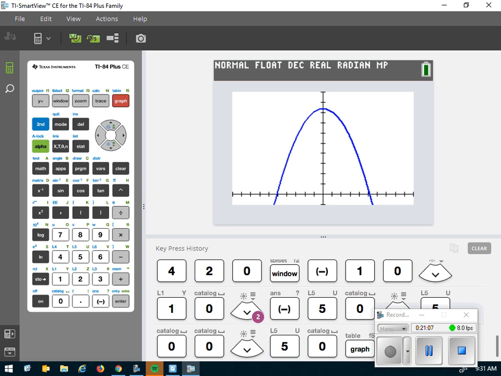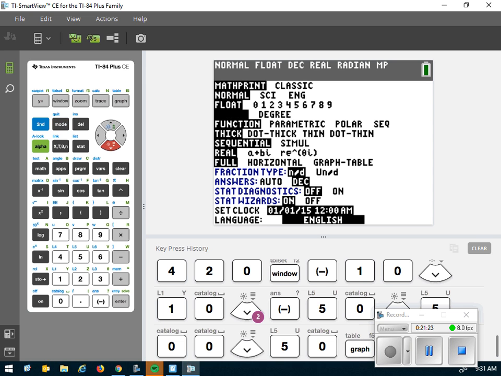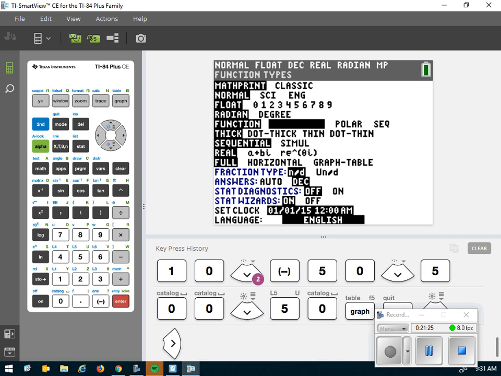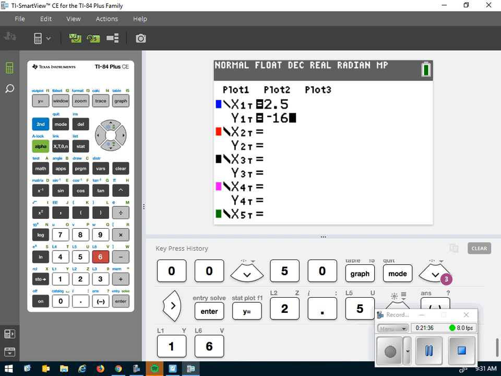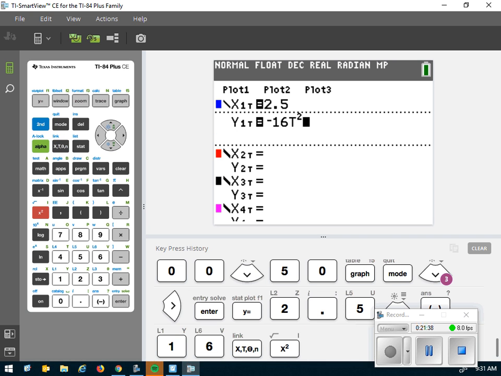Now, let's talk about how to do this in parametric mode, and let's see how much more information you can glean from doing it in parametric mode. Now, let's look at number 2B. Let's go back to parametric mode. Now you're going to type in x is 2.5 and y is negative 16t squared plus 420.